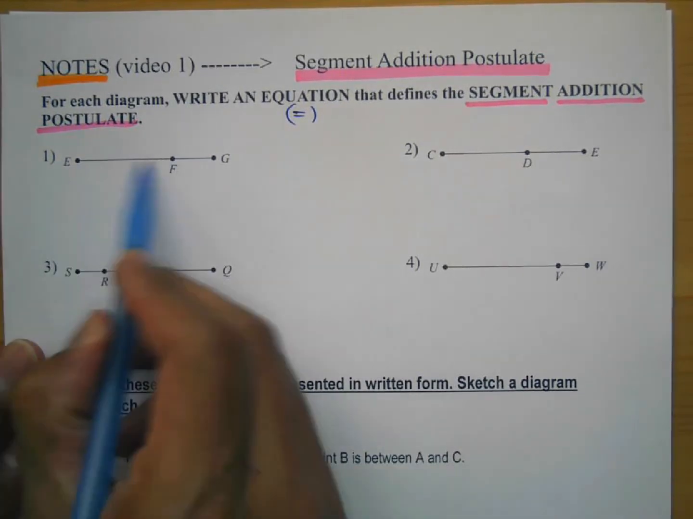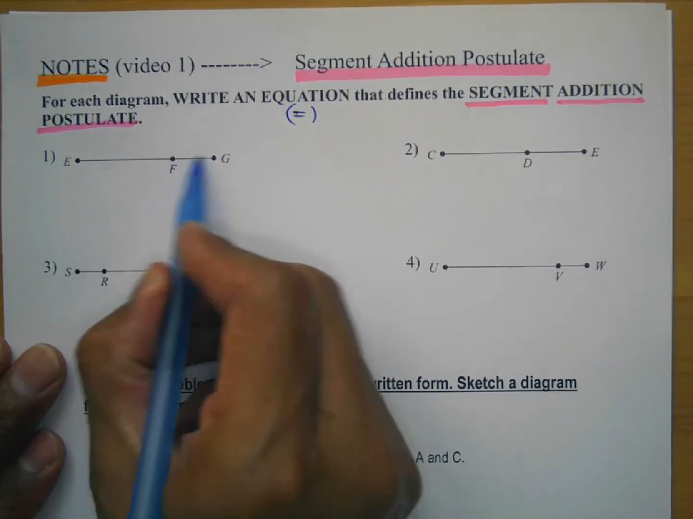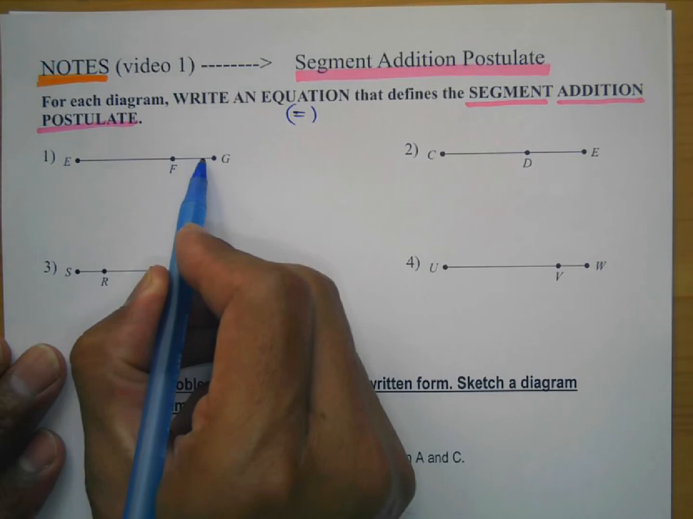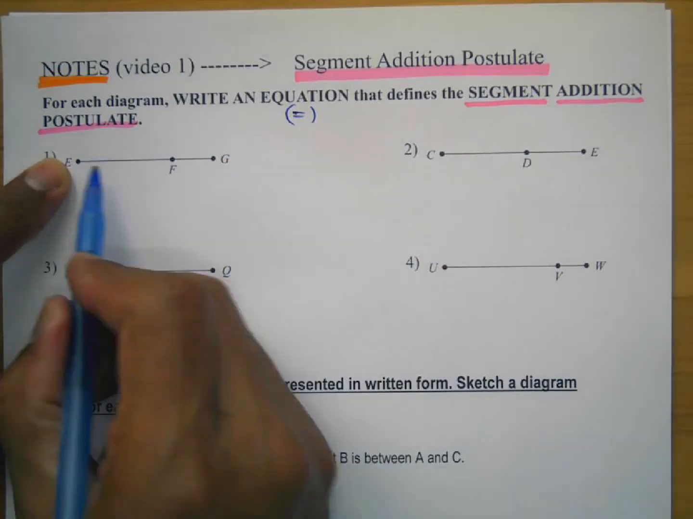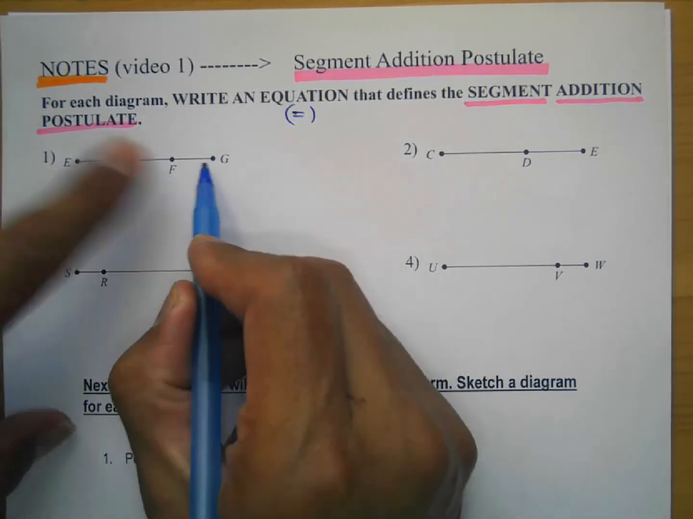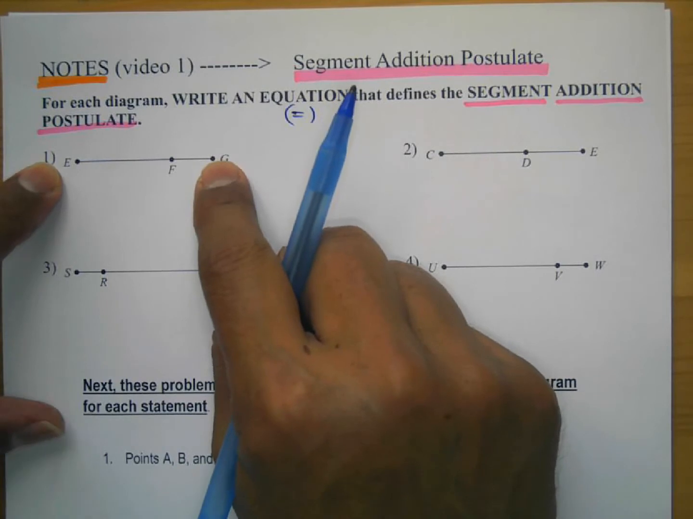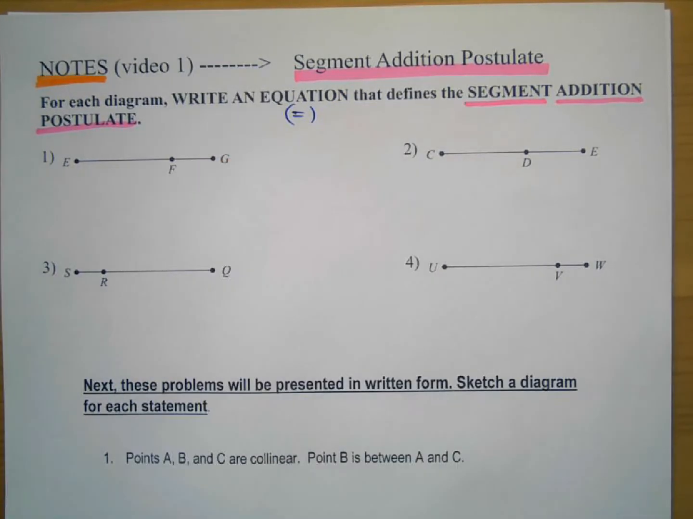If this was like 8 from E to F, and this was like 2, how much is the whole thing? Right, if from here to here is 8, and from here to here is 2, well, you just add 8 plus 2, and then the whole thing's 10, right? Okay, and that's a very simple concept.